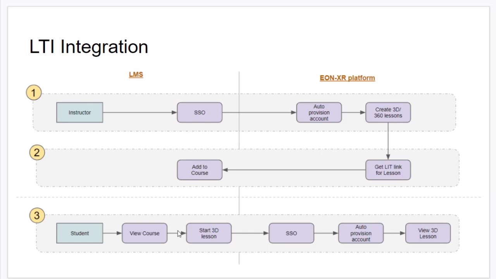So in short, I go to the LMS, I log in to the LMS, I see a link for EON-XR, I click on it, I'm inside EON-XR. So it's as simple as that. There's no remembering of multiple passwords, just go to your LMS, and from there you can access EON-XR. From EON-XR, you can create 3D 360 lessons playlist.